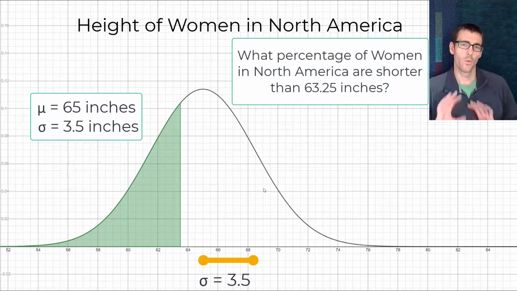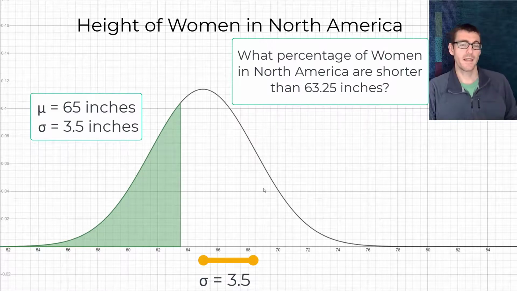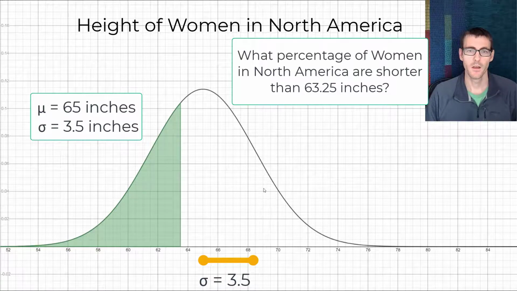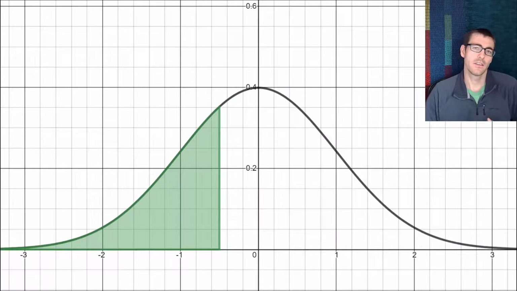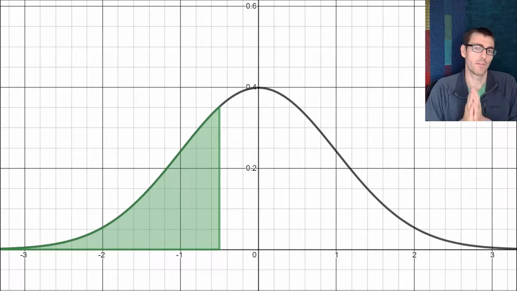Let's ask another question. What if instead I want to know what percentage of people have heights less than 63.25? Now, you might notice that 63.25 is half of a standard deviation below the mean. So we can recast this question in terms of a generic normal distribution. We don't need the extra information about heights and such. Instead, it's just a fundamental question about normal distributions, and that is, what is the percentage of the distribution that lies in the region from way off to the left up to z equals negative 0.5?